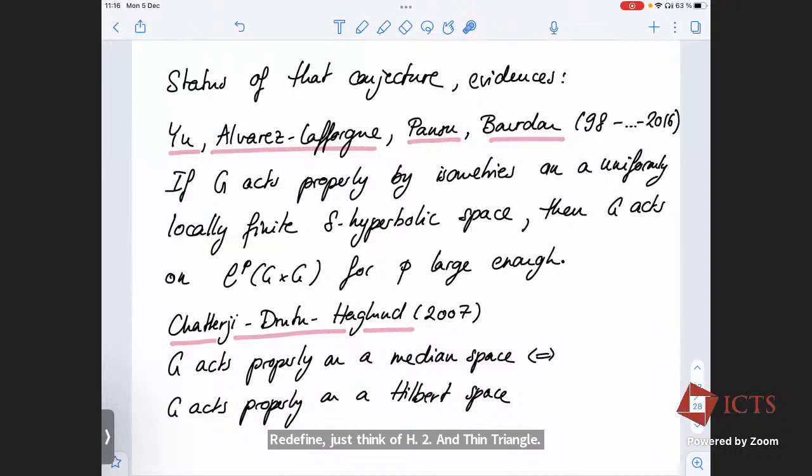So delta hyperbolic spaces are a special class of delta median spaces. It's a good thing I wrote in advance because my handwriting is bad when I'm live.